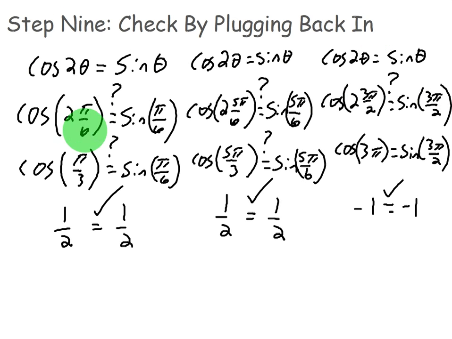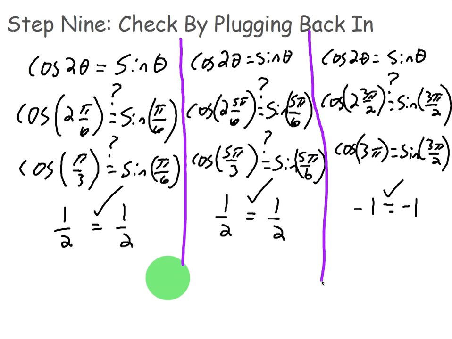So I'm going to plug in pi over 6 here for theta. I'm going to divide this into 3 sections. So I'll just go ahead and divide that now. In the middle, I'm going to plug in my second solution, 5 pi over 6. And in my last section, I'm going to plug in 3 pi over 2.